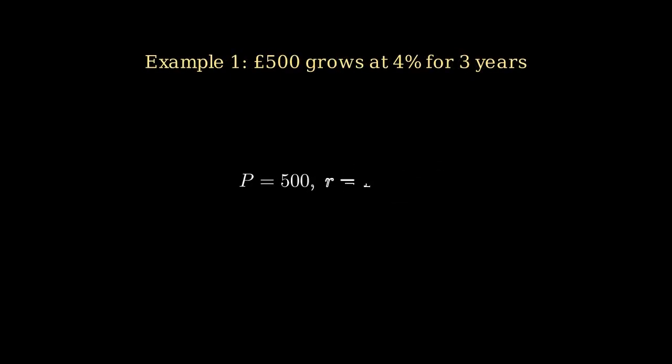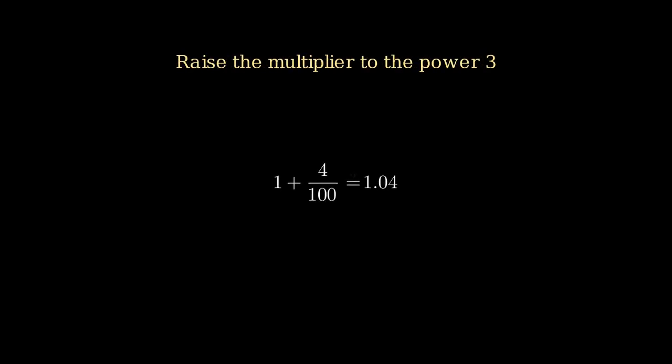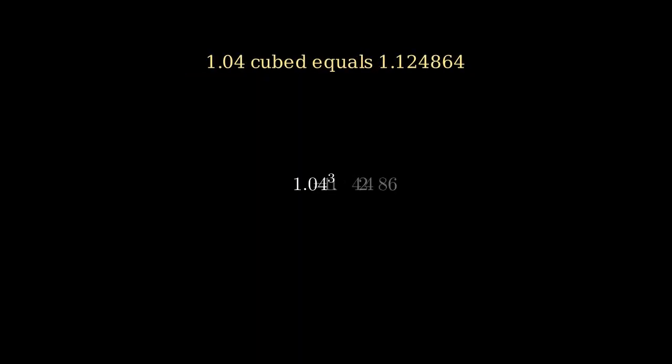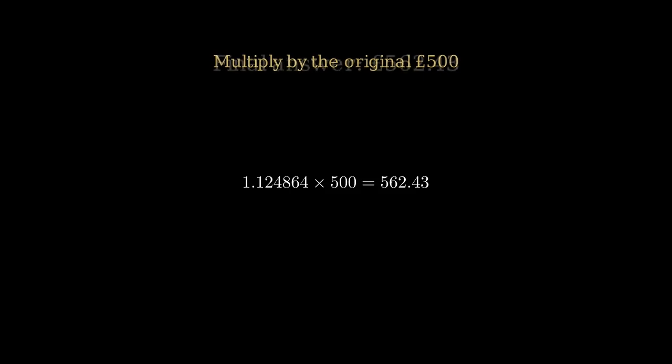We have £500 growing at 4% compound interest for 3 years. Since this is growth, our multiplier is 1 + 4/100, which equals 1.04. We raise this multiplier to the power of the number of periods, which is 3, so we need 1.04 cubed. 1.04 cubed works out to 1.124864. Now we multiply this by the original amount, £500. 1.124864 times 500 equals £562.43 to the nearest penny. That's our final answer for example 1.